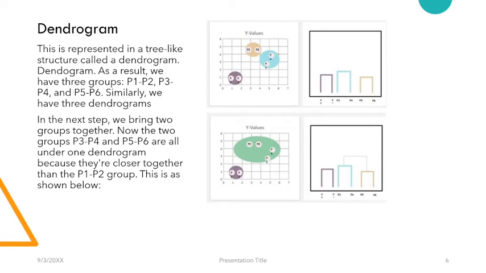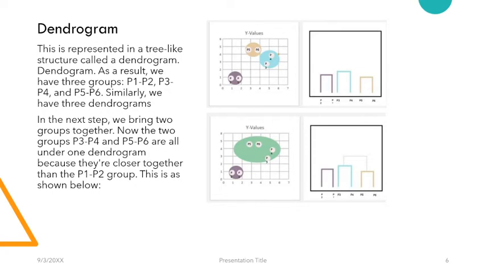These can, as shown, be represented in a tree-like structure called a dendrogram. As a result we have three identical groups which are formed from the initial six data points. We can name them as P1 P2 as one group, P3 P4 as another group, and P5 P6 as a third group. So similarly we will get three dendrograms.